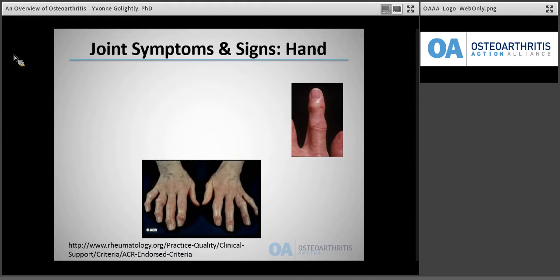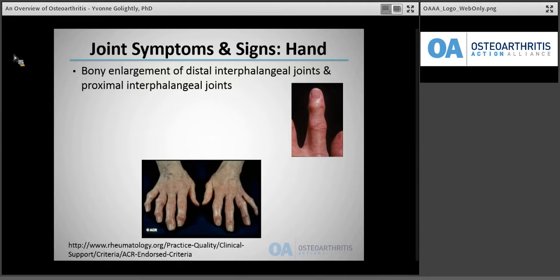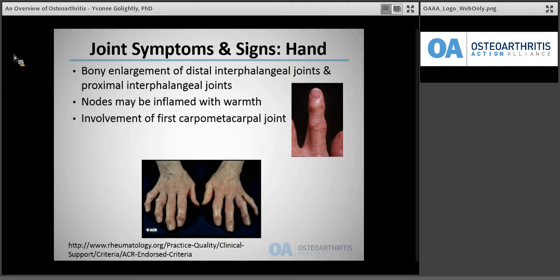And then more specifically for the hand, what you may see is bony enlargement of the joints that are either at the ends of the fingers or more in the middle of the finger. The image on the right shows nodes in that finger, and those nodes may be inflamed or warm. You can also have involvement of the first carpometacarpal joint, which is the joint at the base of the thumb. We often see that both hands are involved with osteoarthritis of the hand, and then it can be in multiple joints.